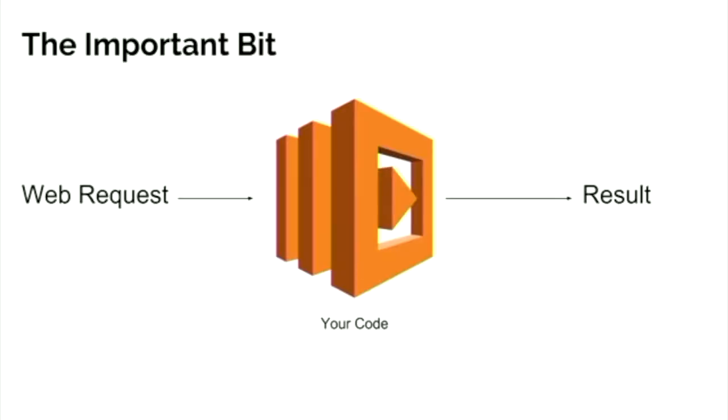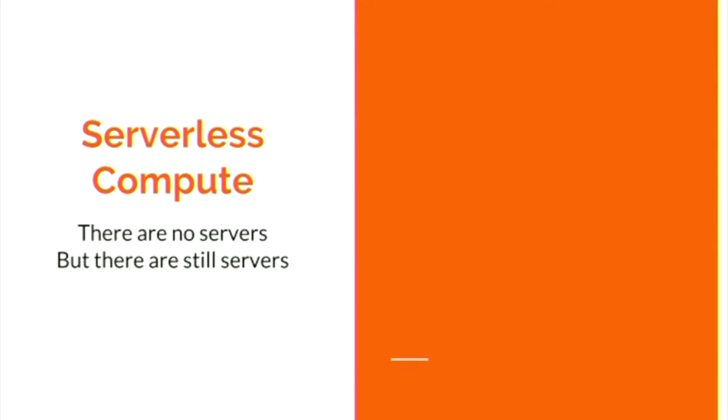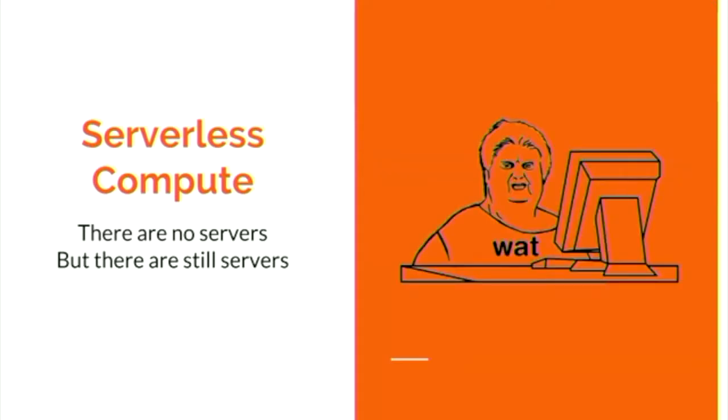So this is the important bit, right? A web request comes in. Your code does something with it, and a result comes out. Right? That's the big picture of any piece of software or a web app. And that is basically the idea of serverless compute: something comes in, your code runs, something comes out. And you don't care about how your code runs. It does all that for you. And there are no servers, but there are still servers, which is just fantastic. But you don't care about the servers, is the important part.